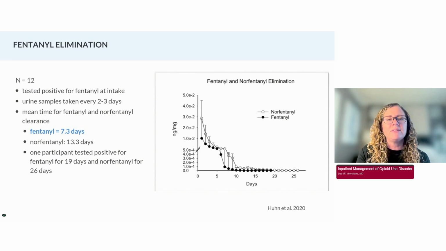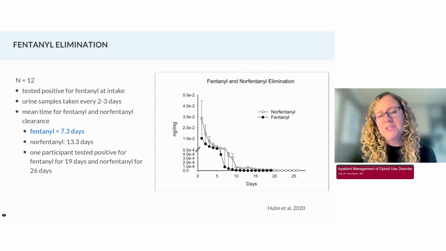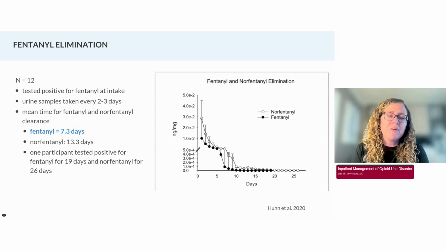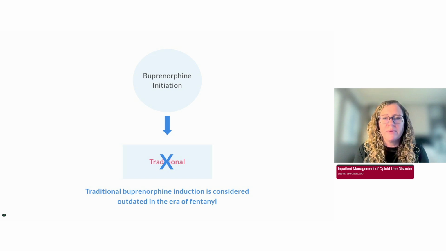What we're seeing now is that patients are taking weeks to metabolize fentanyl completely. So there was a study looking at 12 patients who had come in for treatment of fentanyl use disorder, and they checked their urines every 2 to 3 days and found that patients on average, the fentanyl was positive for 7+ days, and the norfentanyl was positive for 13+ days. And one patient had tested positive for a couple weeks. And we're seeing this pretty commonly now. So this fentanyl is lingering around for a long period of time.